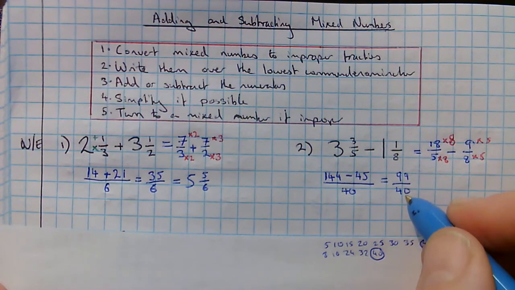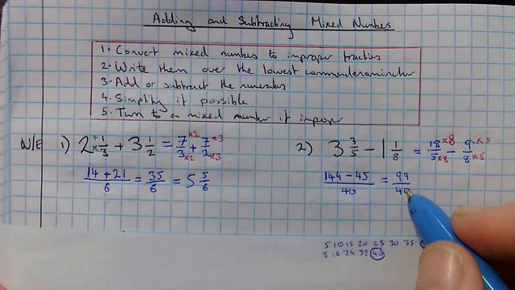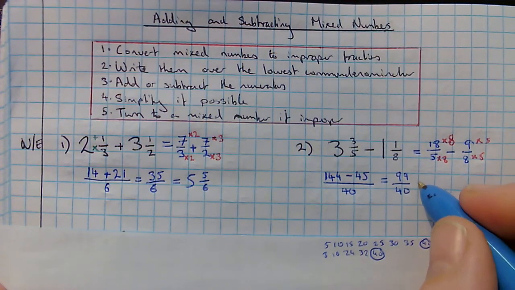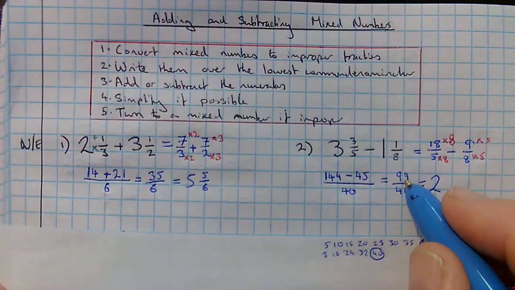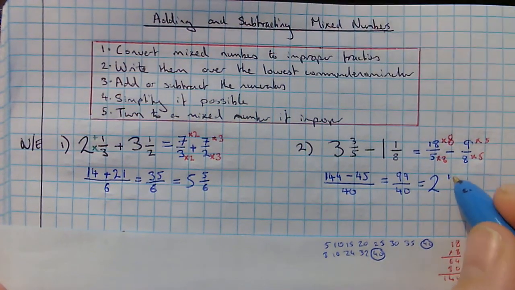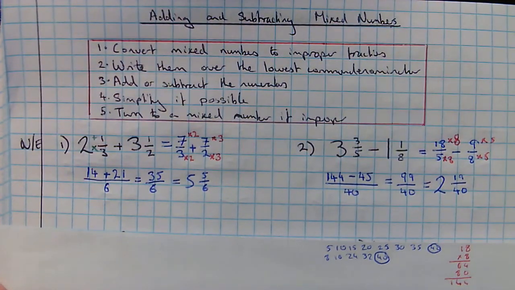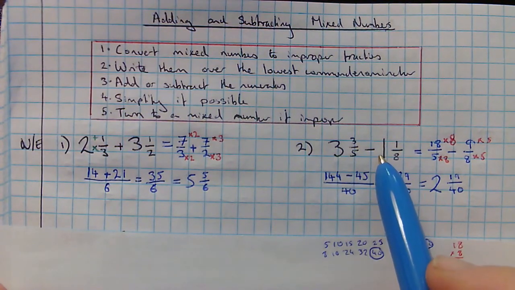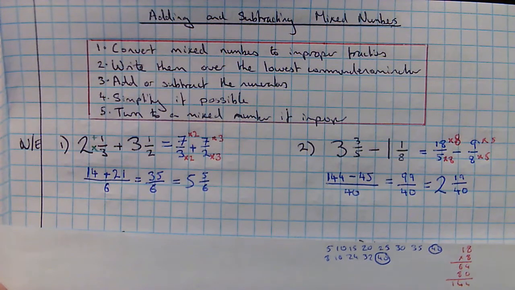There's not obviously any common factor, so I can't simplify it, but it is top heavy. So, again, going up in my 40 times table, I go 40, 80, the next one will be 120, which is too big. So it's going to give me 2 wholes, which took me up to 80. The remainder to get up to 99 is another 19 out of 40. So my answer is 2 and 19/40. And again, I've got 3 and a bit, take away 1 and a bit, it shouldn't be any surprise that my answer comes out as being 2 and a bit.